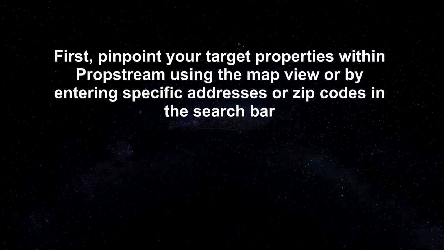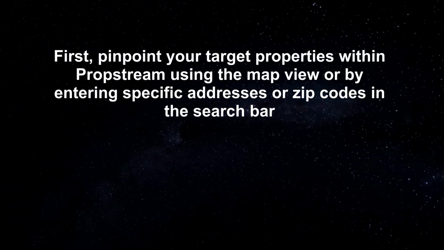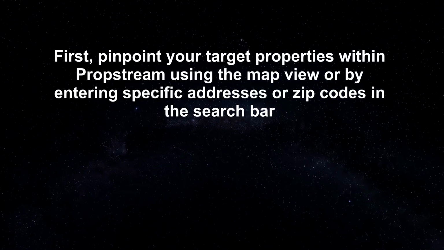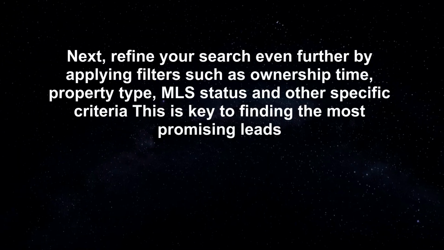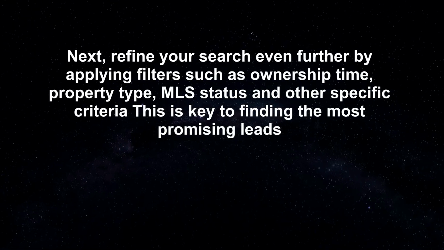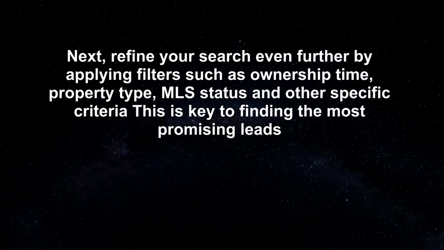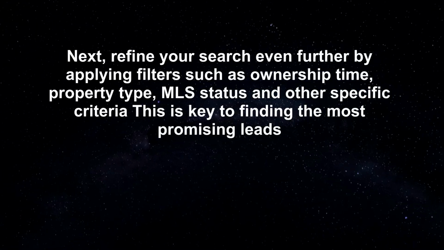First, pinpoint your target properties within Propstream using the map view or by entering specific addresses or zip codes in the search bar. Next, refine your search even further by applying filters such as ownership time, property type, MLS status, and other specific criteria. This is key to finding the most promising leads.